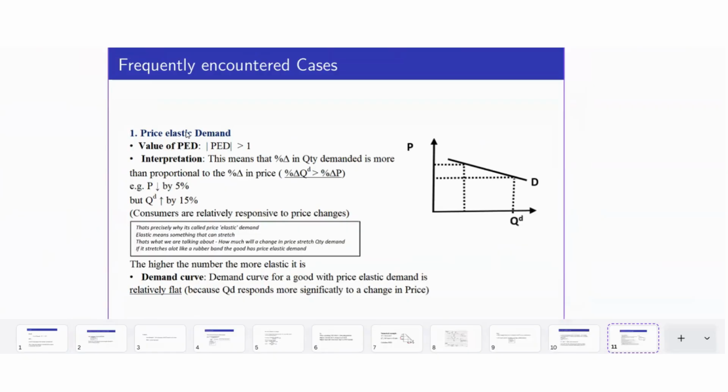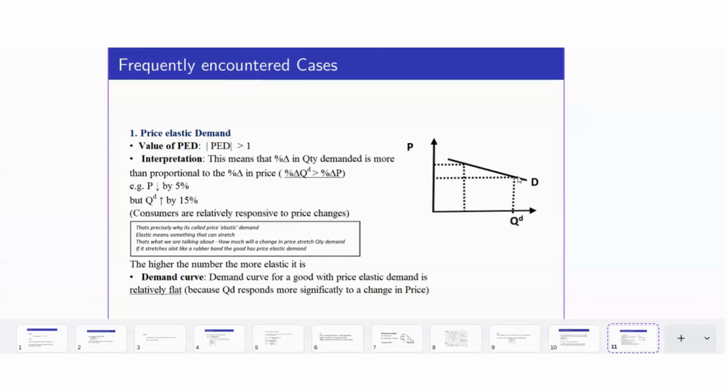So this is precisely why it's called price elastic demand. Elastic, because remember, elastic means something that can stretch. That's what we're talking about here: how much a change in price will stretch quantity demanded. If it stretches a lot like a rubber band, the good is said to have price elastic demand. If the absolute value of price elasticity of demand is greater than 1, we say it's elastic demand, and the higher the number is, the more elastic the demand is.